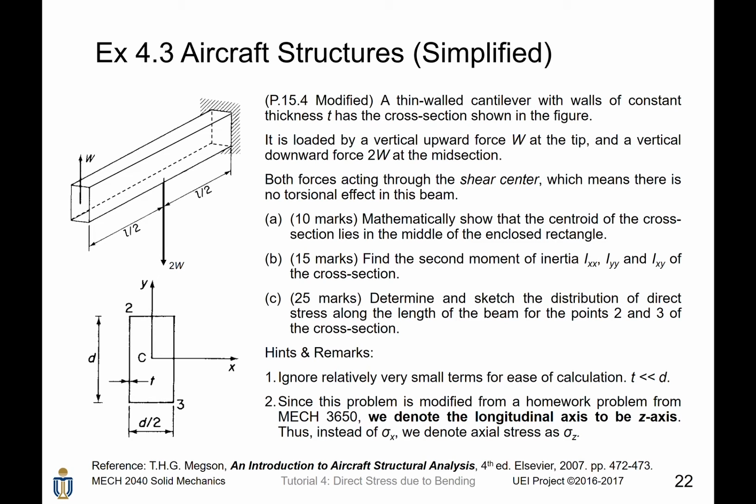You need to determine and sketch the distribution of direct stress along the length of the beam for points 2 and 3 of the cross-section. Notice that here we denote axial stress by sigma c instead of sigma x, because we have a lot of sectional properties needed to be dealt with. Besides, ignore relatively very small terms for ease of calculation. Suppose t is very small in comparison to d.